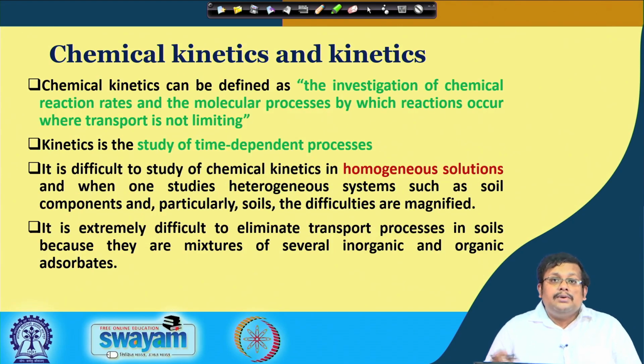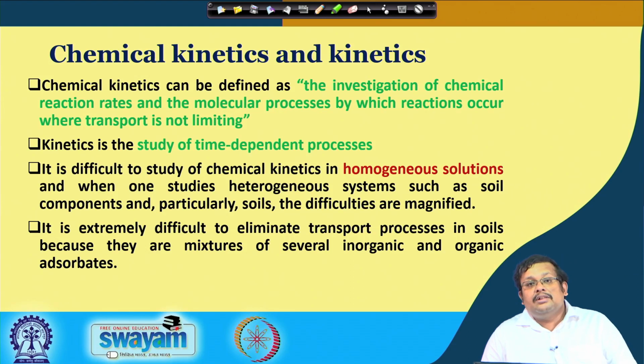We also talked about the definition of chemical kinetics. It is the investigation of chemical reaction rates and the molecular processes by which the reactions occur, where transport is not limiting, whereas kinetics in general is the study of time dependent processes. It is difficult to determine chemical kinetics even for a homogeneous system, and things become more complicated when you talk about soil, which is a highly heterogeneous system. That is why it is extremely difficult to eliminate the transport process in soil, because it is a heterogeneous mixture of inorganic and organic processes and adsorbents.